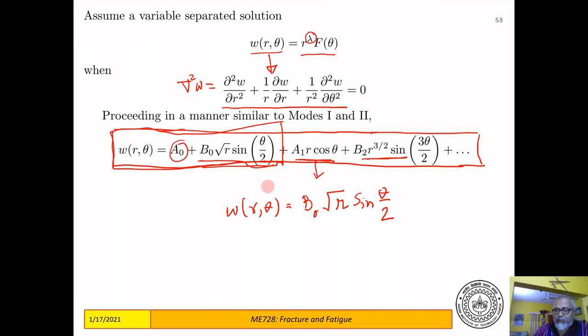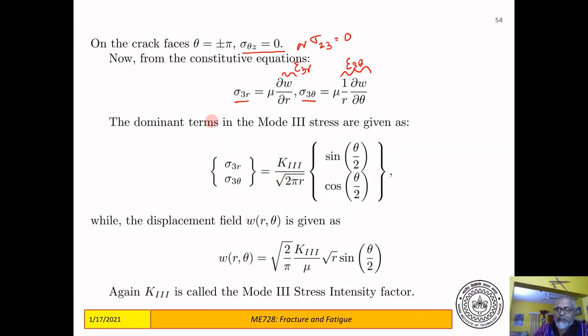And w, we already have an expression for w, and if you now calculate the stresses, these would be the dominant terms of stresses. The amplitude of these stresses is given by a new constant called the mode 3 stress intensity factor, which has the same kind of definition as the mode 1 and mode 2 stress intensity factors. These sigma 3r and sigma 3 theta are the dominant stresses here.